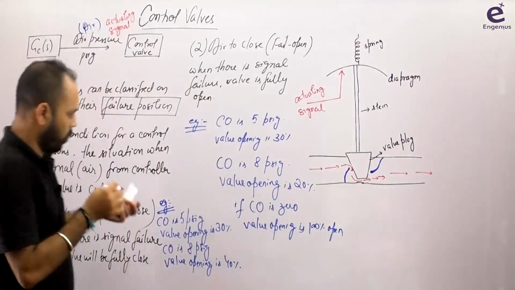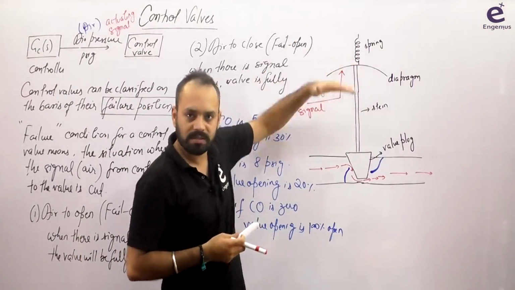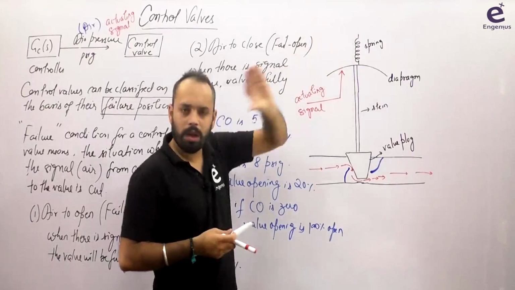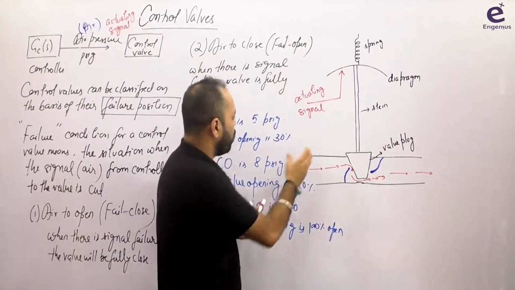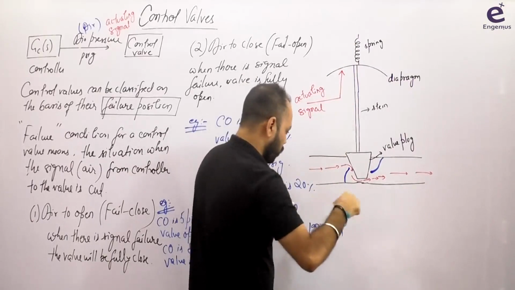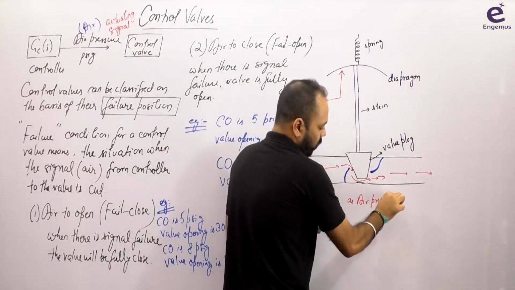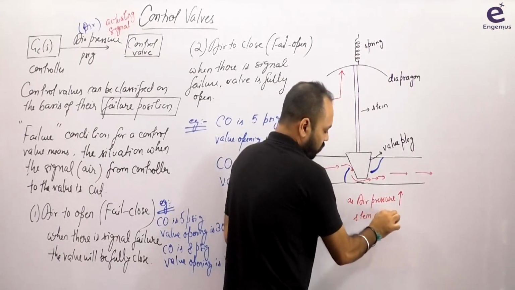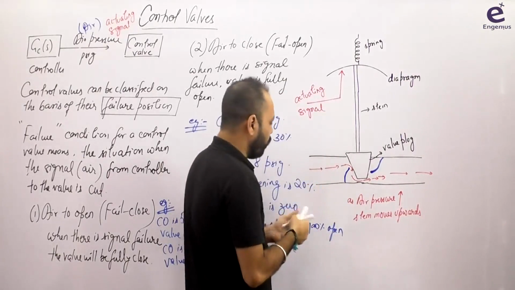Now you think yourself. Suppose as this air pressure increases, the diaphragm will rise upwards. Correct? As the pressure increases, the diaphragm will rise upwards and the spring will contract. Fine? Energy will be stored in the spring. What do you think about this? As the air pressure increases, the stem will move upwards, right? In this position, write down here: as air pressure increases, stem moves upwards, right?